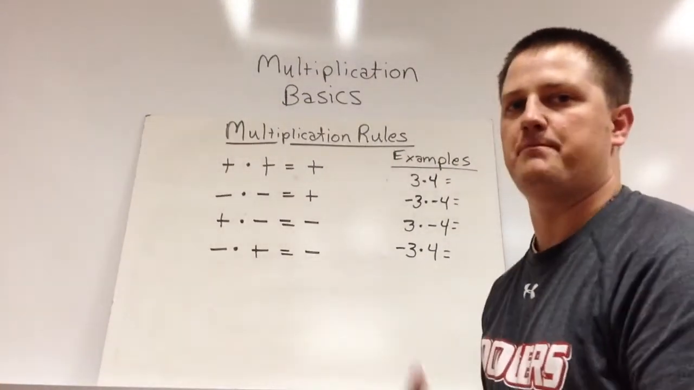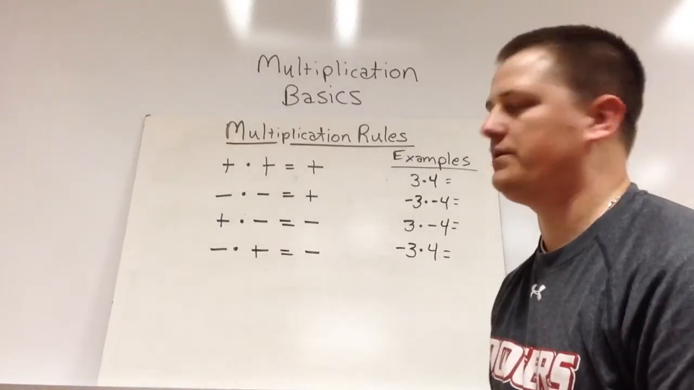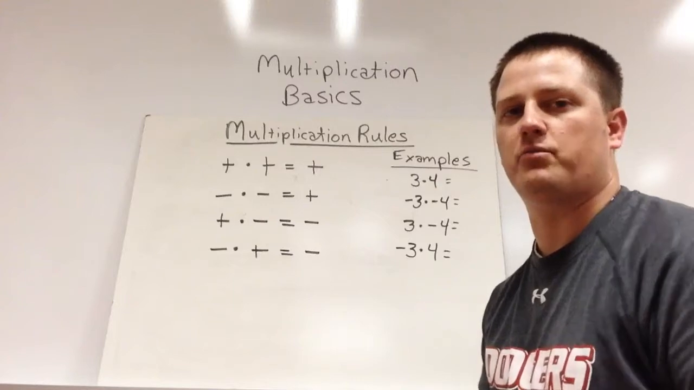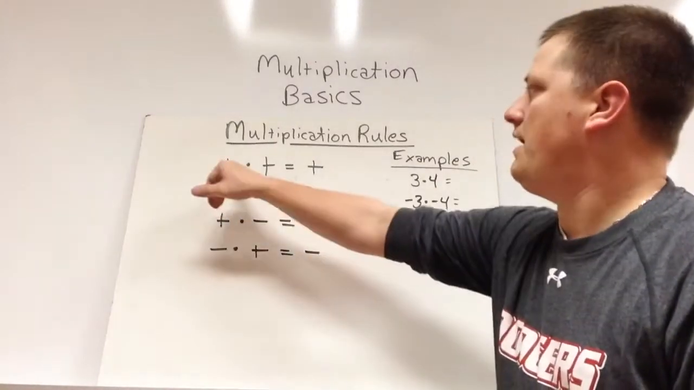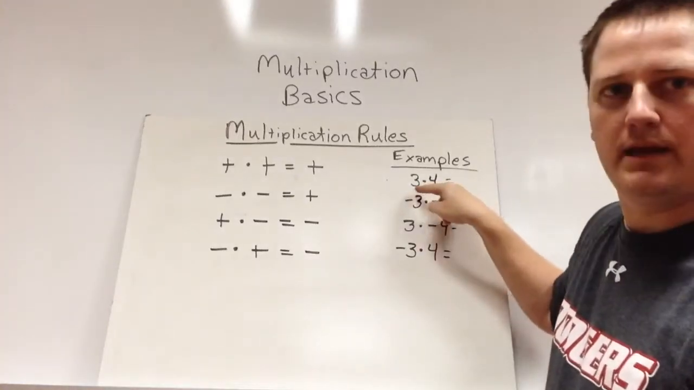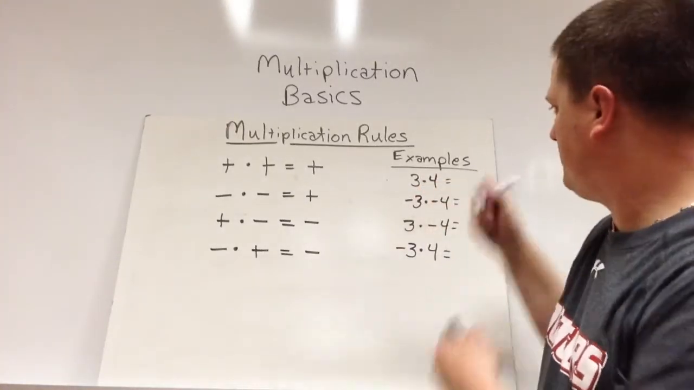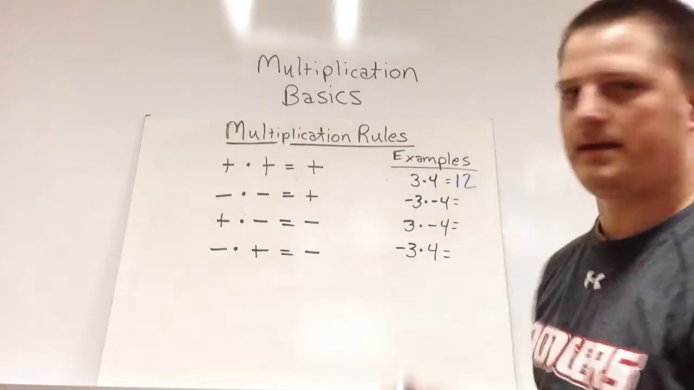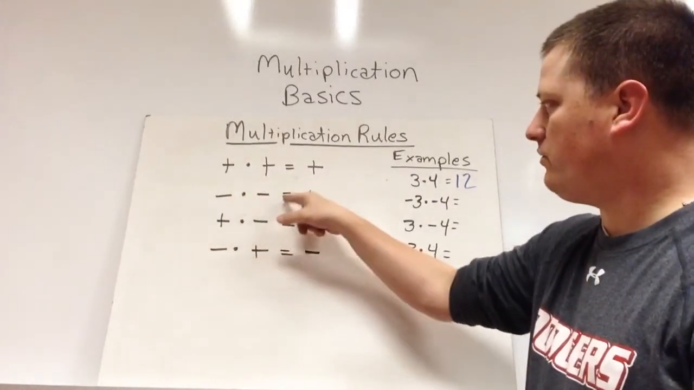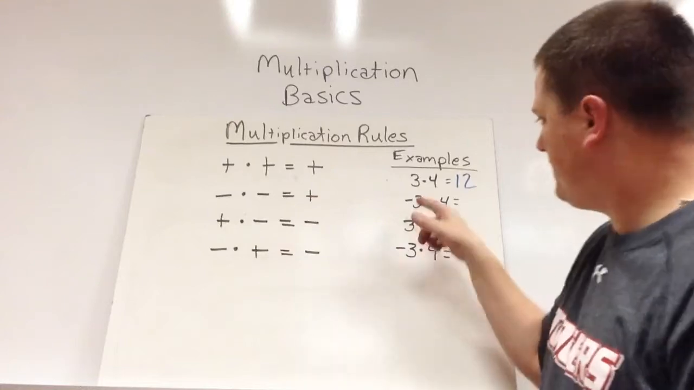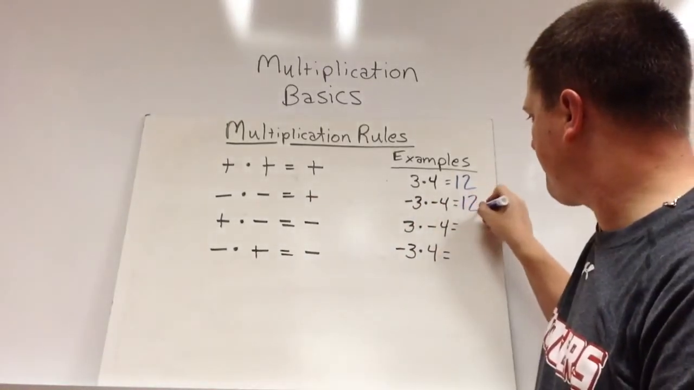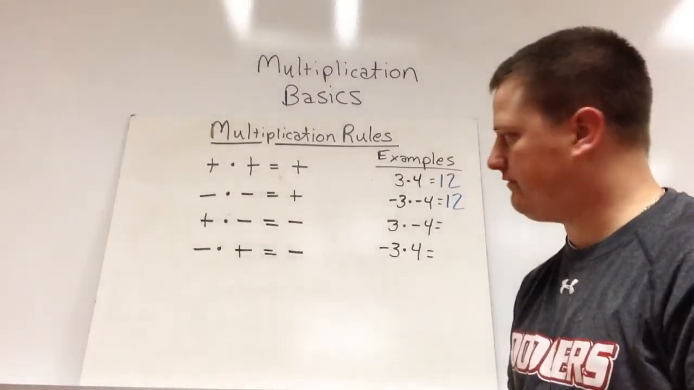First, we want to start with the basics of multiplication. We're going to be looking at negative and positive numbers, so we need to have some rules for how to deal with these. A positive times a positive will always give us positive. So 3 times 4 gives us positive 12. A negative times a negative will also give us positive. Negative 3 times negative 4 also gives us positive 12.